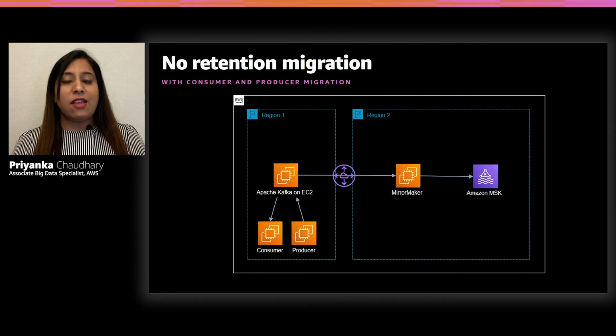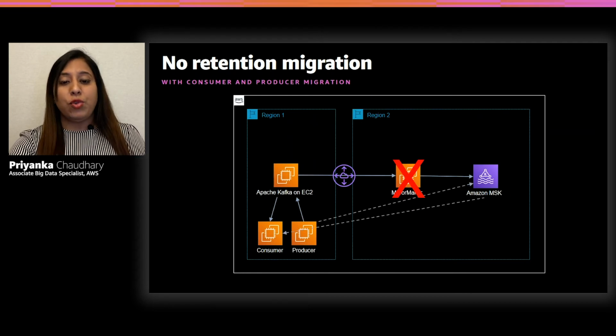If you have a use case where you don't want any data from source to destination, like log data where history data has no significance, there is no need for MirrorMaker. In those cases, you can move your producer and consumer to the destination cluster, and it will take care of all the set configurations. Once you check that all the configurations are correct, you can decommission your source cluster.